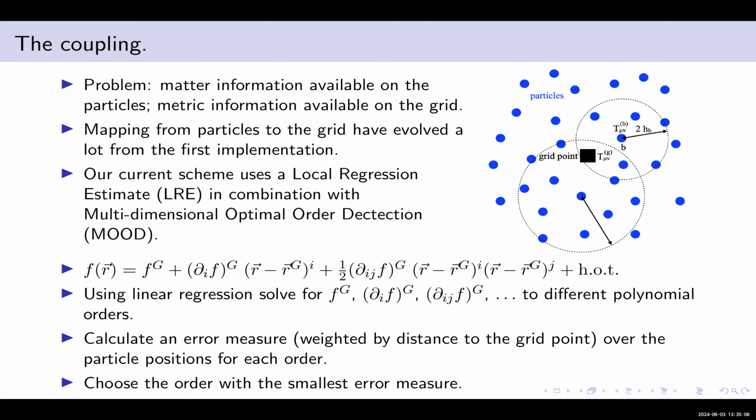When you have more points, you can use linear regression to solve for these quantities to different polynomial orders, depending on what you want. Then you can evaluate this function that you have on the grid points and measure the error based on the value that you know exists there. And you can weight that by the distance of the grid point using one of these Fresnel functions. And then you can choose the order that has the smallest error estimate in order to get things as accurate as possible.